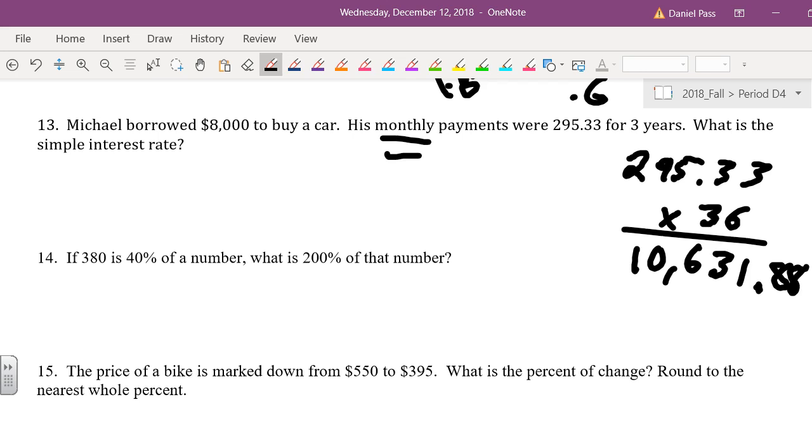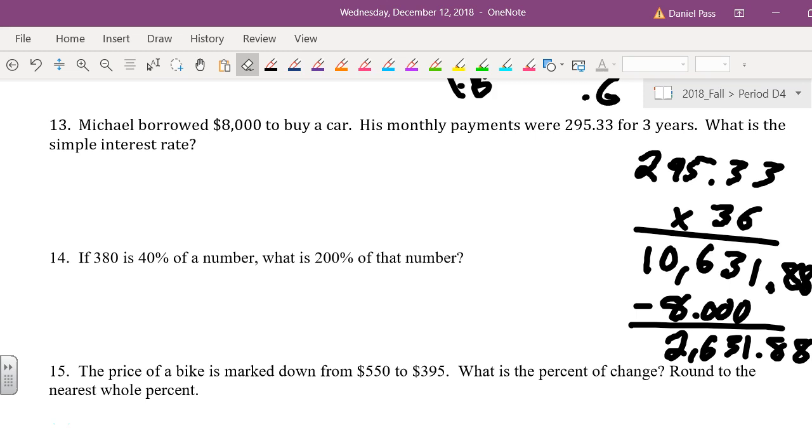Now we subtract. Yes, we subtract to find out the interest, because that's not the interest. That's the total. So we need to subtract 8,000. Minus 8,000 is 2,631.88. Okay, cool. We're going to end a little early today. We'll just finish this.